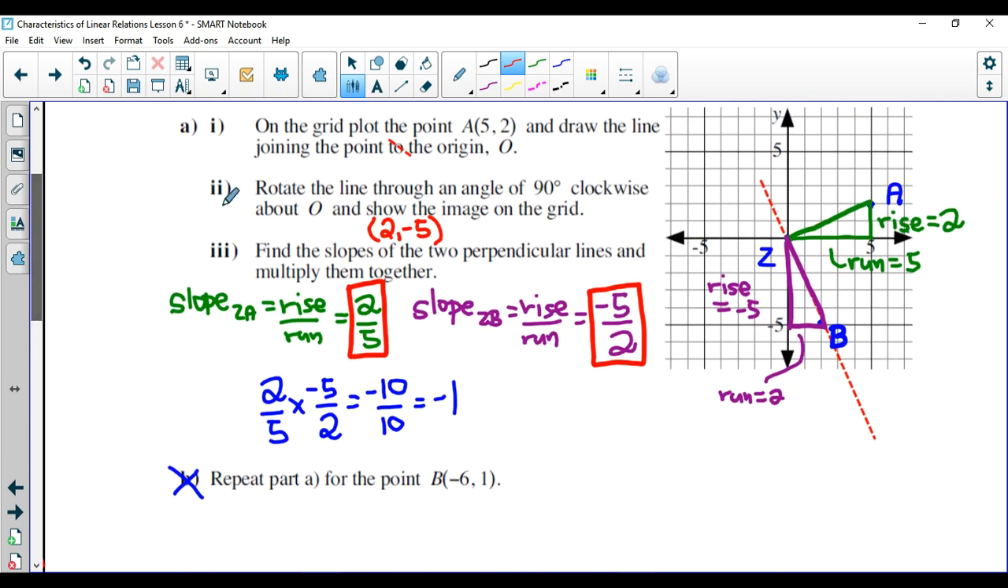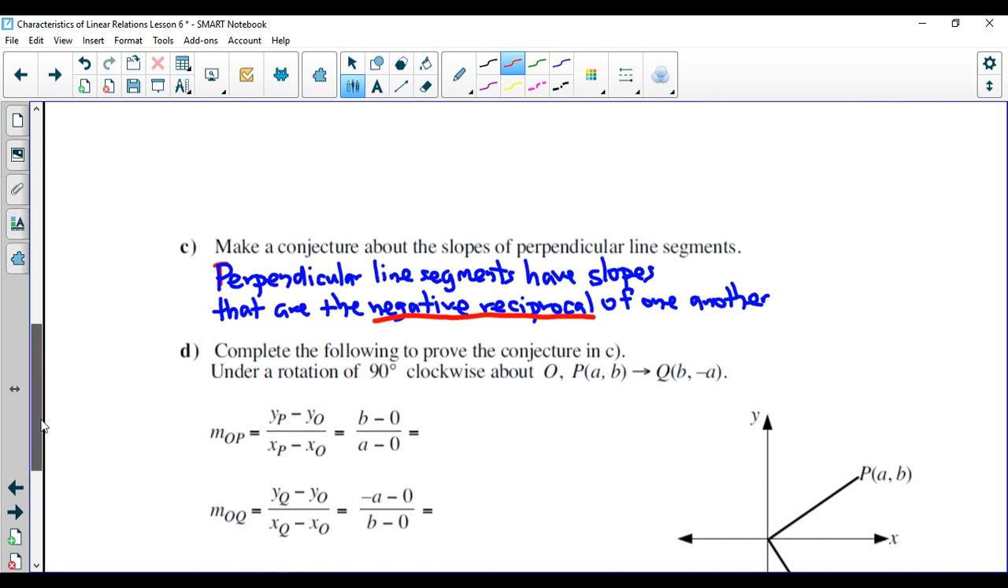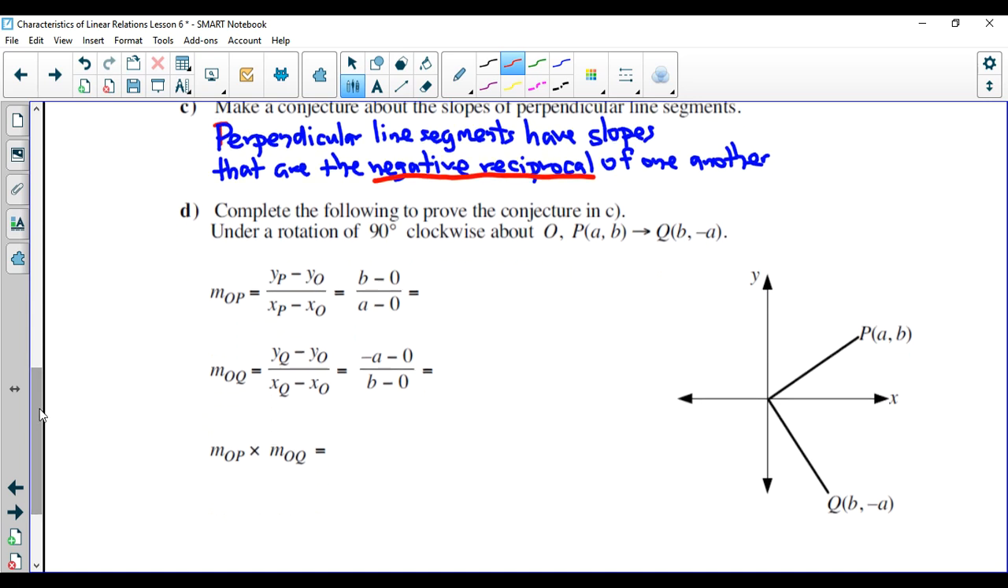And I proved that by using this example up here. Because I had a line segment, this first line, with slope 2 over 5, then we rotated that line segment 90 degrees so it's perpendicular, and then we got a slope that was a negative reciprocal. Okay, now we're going to generalize this a little bit. So it says complete the following to prove the conjecture in C. It says under rotation of 90 degrees clockwise about the point P. So the point P has just generic coordinates A and B, and we're going to turn it into point Q, which would have coordinates of B and negative A.